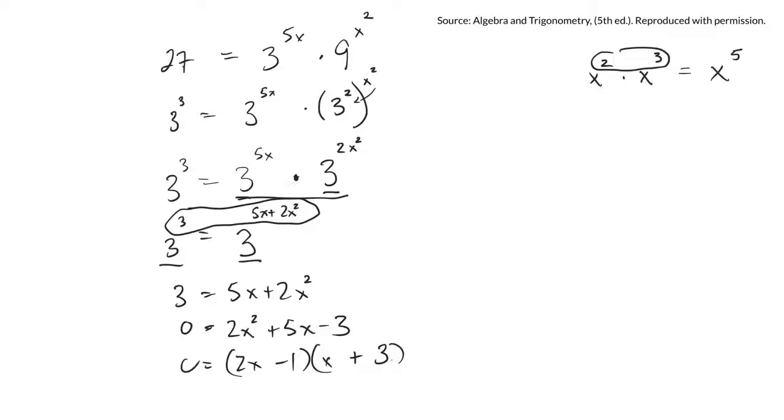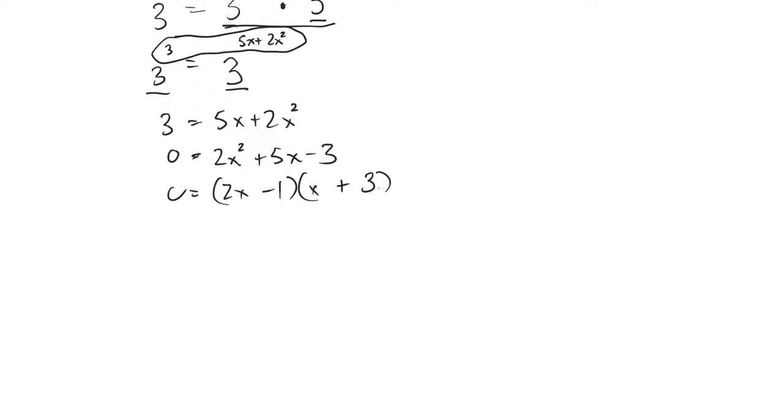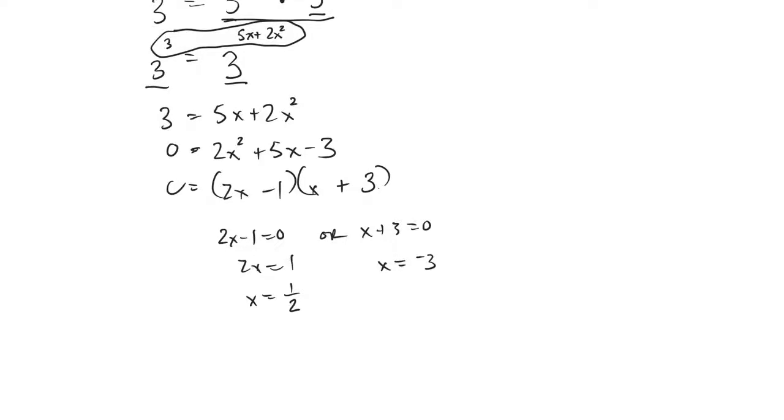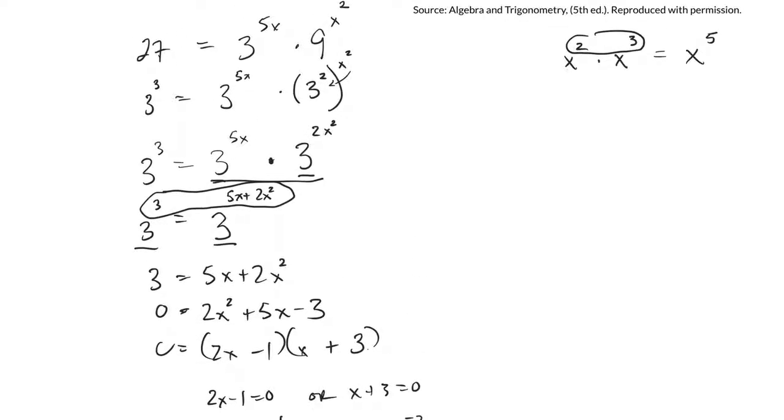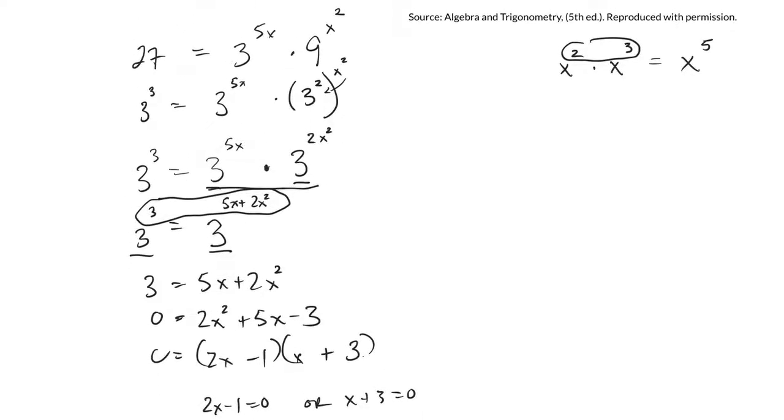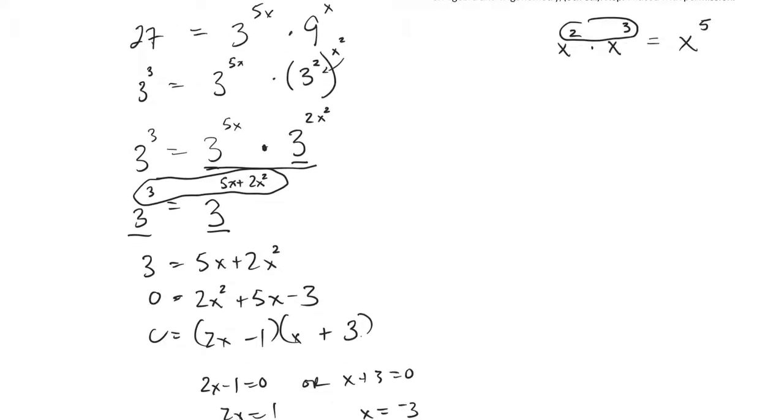So therefore, let me just move up a little bit. Therefore, 2x minus 1 is 0, or x plus 3 is 0. So 2x equals 1, or x is equal to a half, and over here, x is equal to negative 3. Now, since these are exponential equations, I don't really have anything that won't work. So I think that both those numbers, 1/2 and negative 3, will work. You can try and check them. Always a good idea to check.